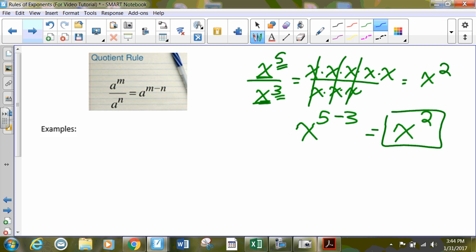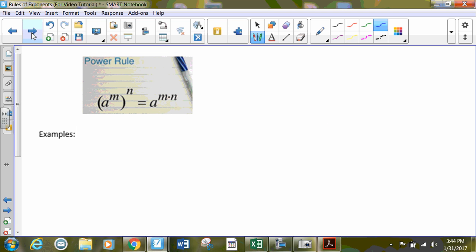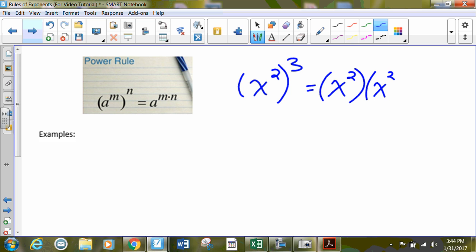Then we're going to look at the power rule next. And the power rule is just saying when we have a power to a power. For instance, when we have x squared to the 3rd power. If we're going to do this the long way, this means that we have x squared times x squared times x squared. I can either use a dot or these parentheses, of course, to represent multiplication. And then if we were going to take it longer, each x squared would be an x times x, so we'd have x times x times x times x times x times x.